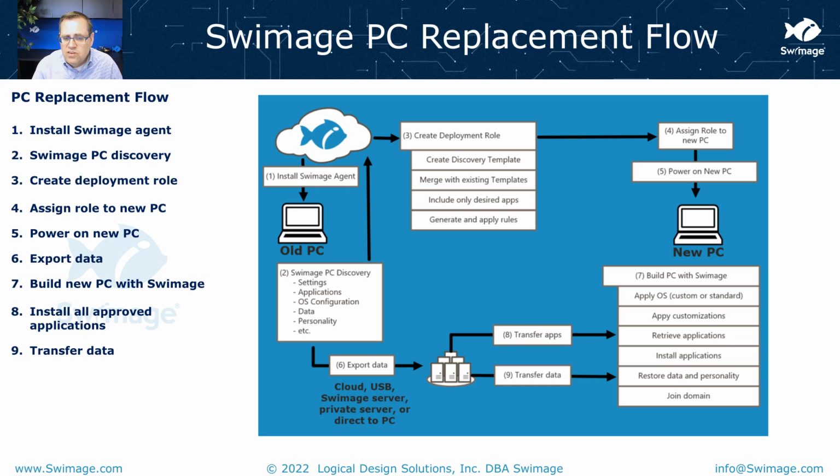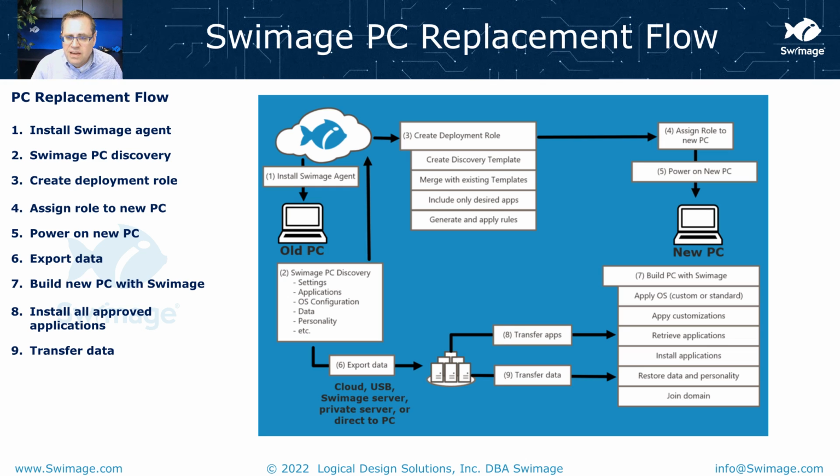Now it can transfer either directly, which is what we're doing in this example, or it can transfer to the cloud, to an external USB. It doesn't matter where that data goes. The direct PC-to-PC migration is the fastest because it doesn't have to have storage space, and it uses a gigabit network to go directly from one to the other. So it's a really fast process, so I like that one. But you have flexibility to do it any way you want to based on your requirements.